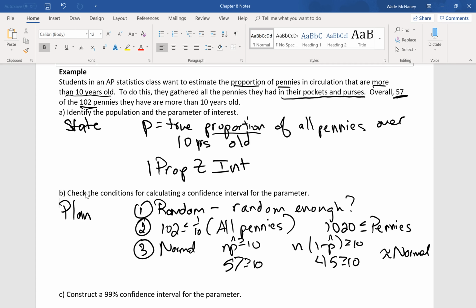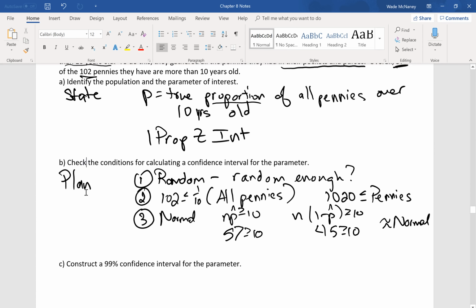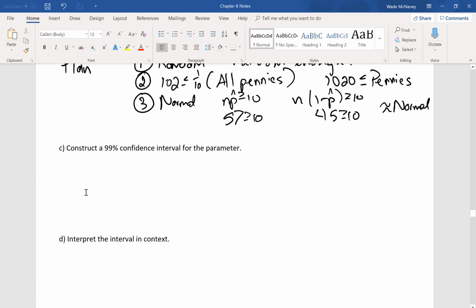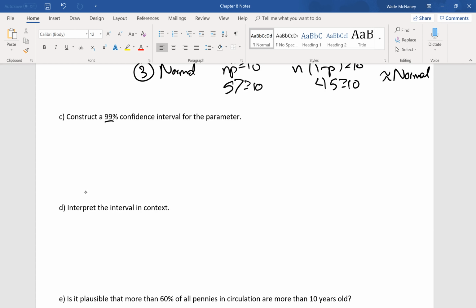Okay, so there's my conditions. That's the plan part of this. The do part of this. Now we're going to put this all together and actually do the calculation. We're doing a 99% confidence interval. This is a Z interval because we're doing proportions. So the first thing I have to find is my critical value Z star.